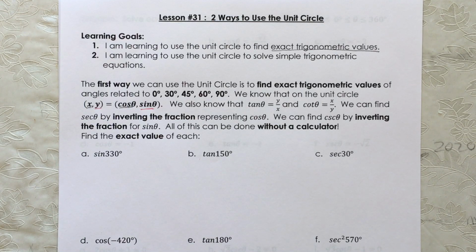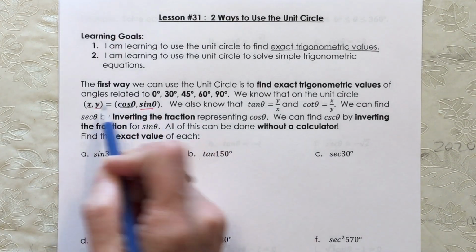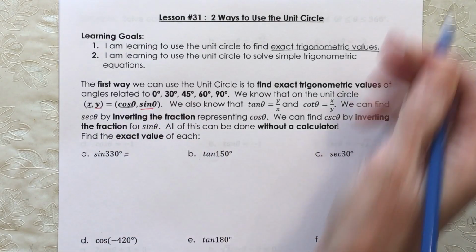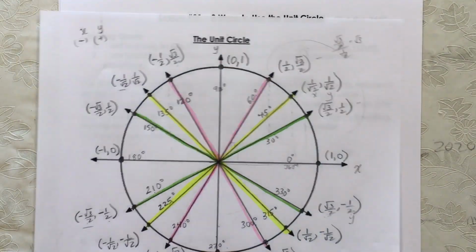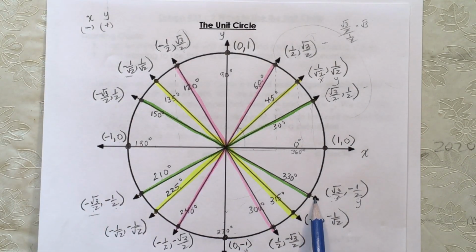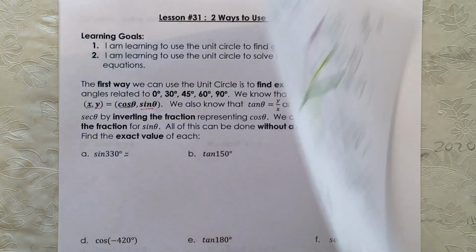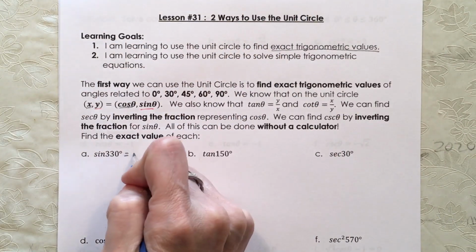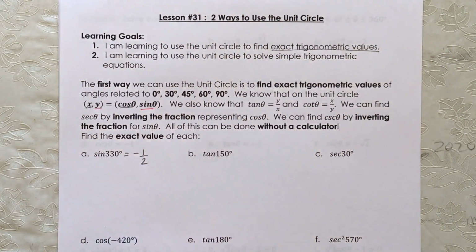So the sine of 330 is going to be the y value at 330. So we're going to go to our unit circle, look up the y value at 330, which is -1/2. And there is the exact value of the sine of 330.